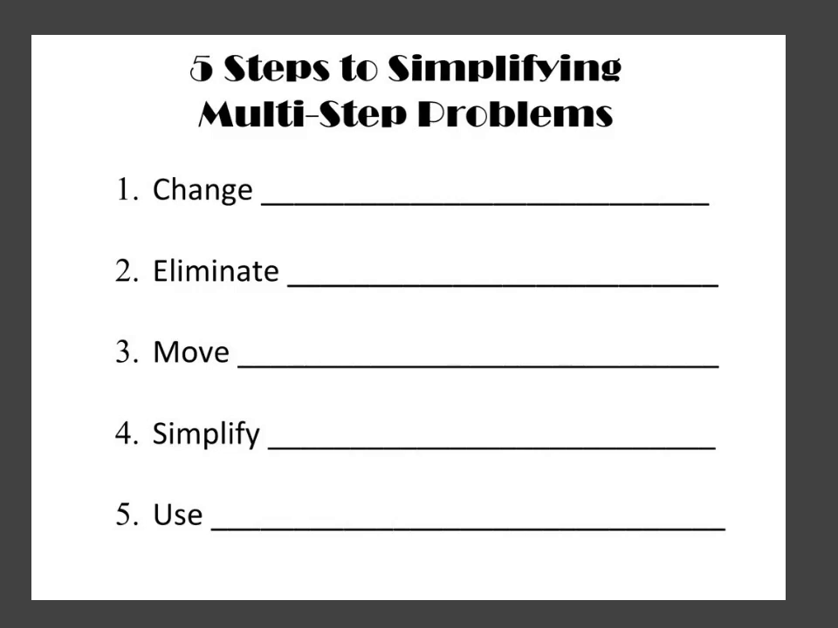Now, to help us get through these problems, we have 5 simple steps that we can follow to make sure that we get these problems simplified as much as they possibly can. So, step number 1. We are going to change all of our radicals into powers. So what I mean by that is if you see a radical, you should change that to become an exponent. That's always the first step. Change your radicals into powers.